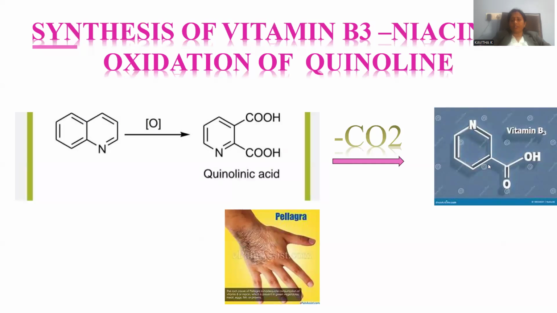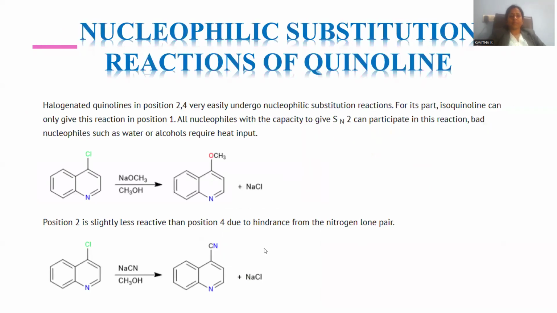Vitamin B3 deficiency induces the disease called pellagra. That is a kind of swelling of the skin, a kind of infection generated upon the skin, and the entire body will be adversely affected by this disease. So vitamin B3 is efficient in order to eradicate the disease called pellagra.